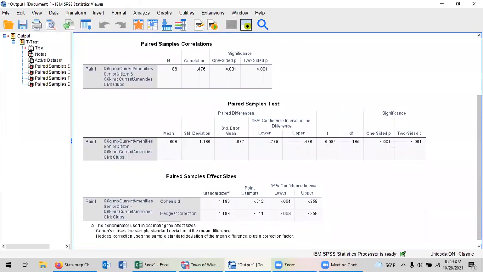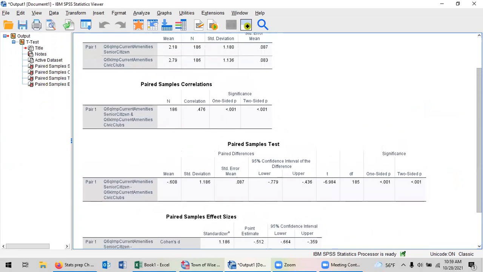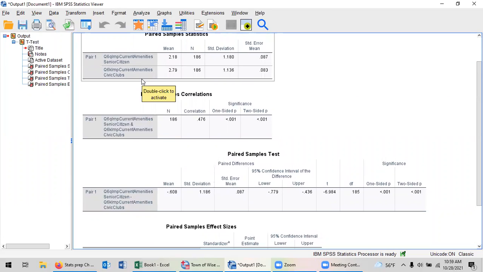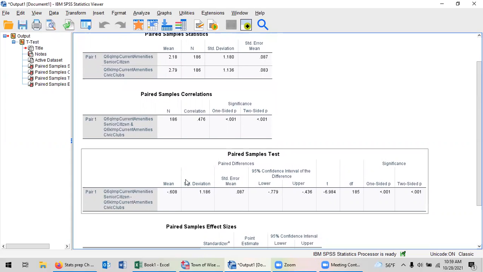But really what we're interested in is this paired samples t-test. Okay, remember that a paired samples or repeated measures t-test is all about the difference, right? So we're comparing each individual's scores on senior citizen activities versus civic clubs, and we're comparing the difference between these two. So this tells us that there's a mean difference of -0.6. That's not zero. If there was a mean difference of 0, that's going to be our null hypothesis, and that people rate these two as equally important. So the fact that there is a mean difference that's not 0 tells us that there could be something going on. The standard deviation is the standard deviation for the difference.